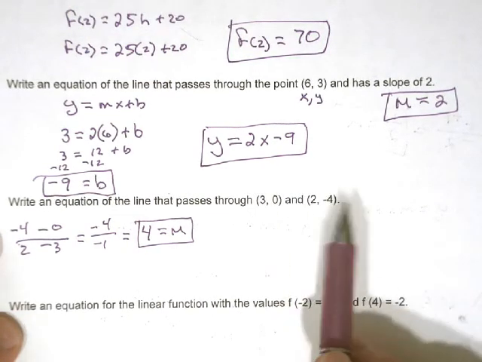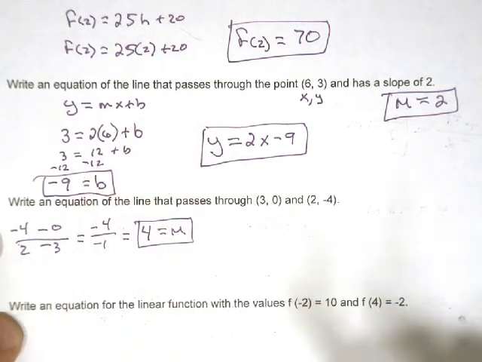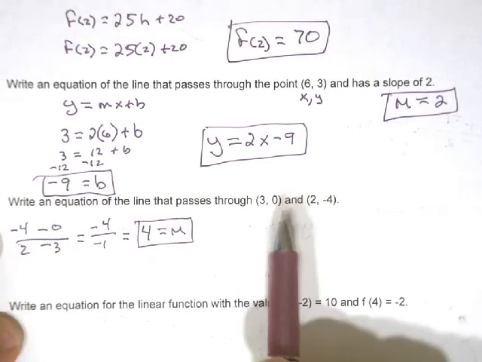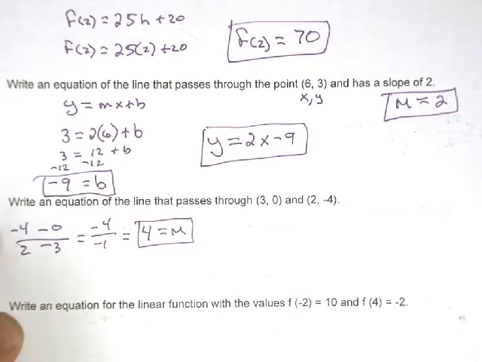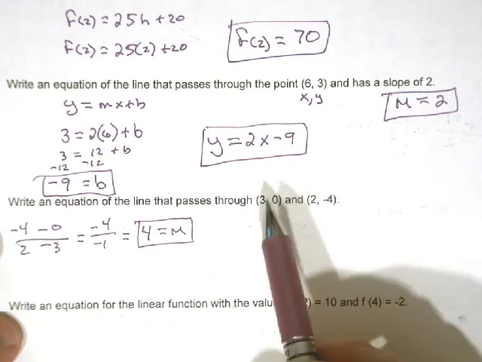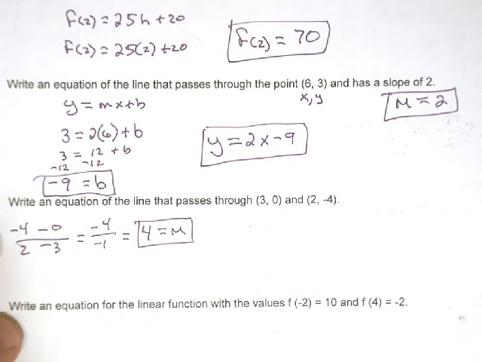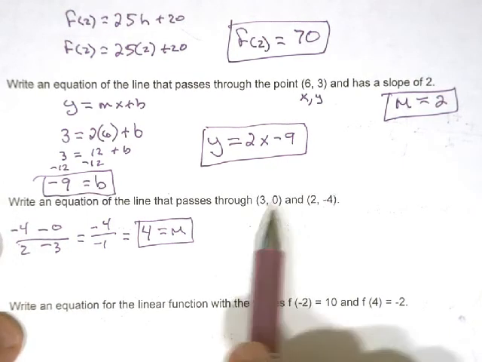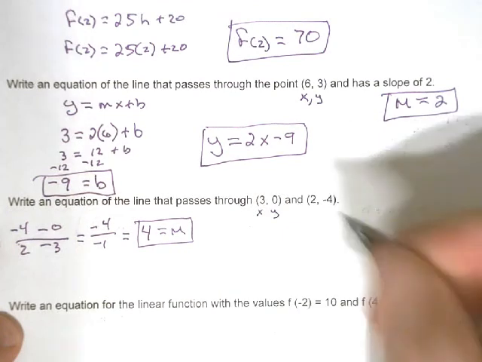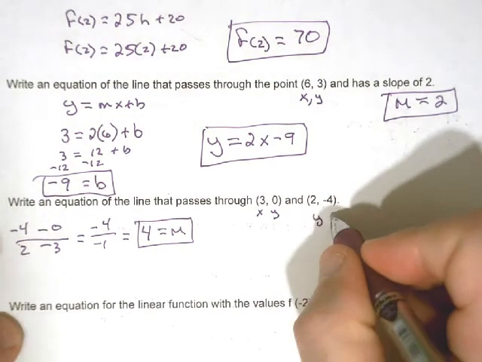These are our points. I can choose which point I want to go through. Doesn't matter which one I want to use. I could use the second one or I could use the first one. But we're going to have to substitute into our y equals mx plus b form to solve for that intercept. So it goes through both of these. Pick one. Let's go with the 3, I guess. We'll pick that. Doesn't really matter.